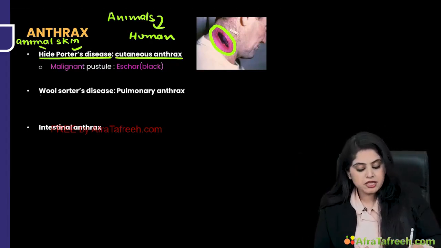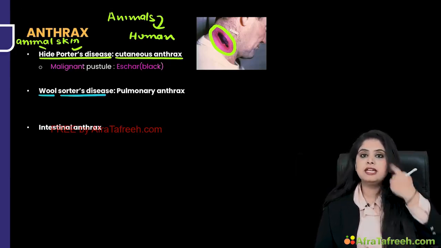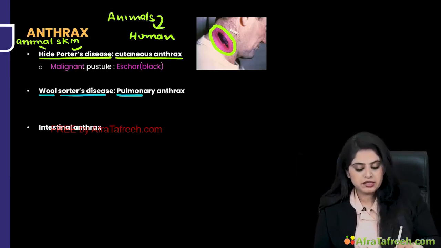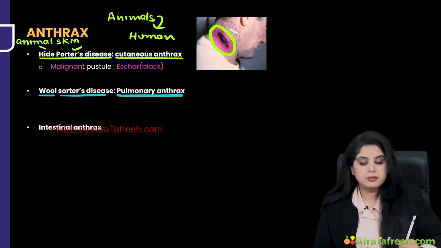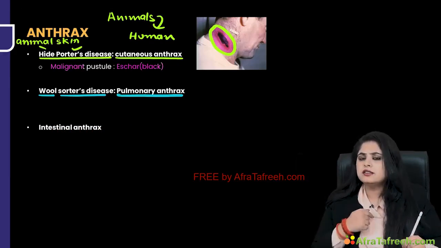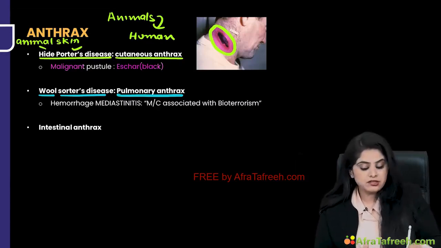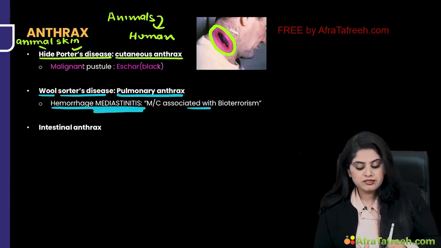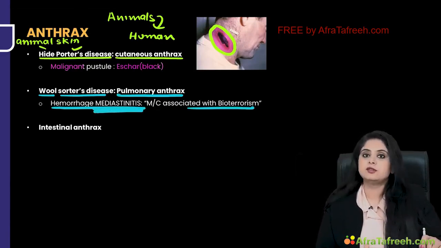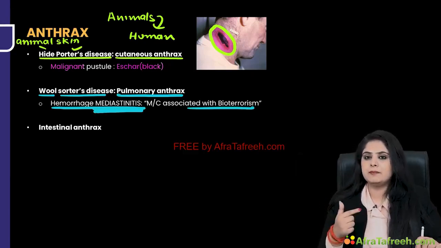However, someone working in the wool industry will be inhaling the wool fibers. Then what is the kind of anthrax that will occur? Pulmonary anthrax. What does it cause in the lungs? Actually, rather than pneumonia, it causes hemorrhagic mediastinitis. This is very commonly seen, and obviously this is the form that is associated with bioterrorism, because bioterrorism means it will spread very, very quickly, and inhalation is the best way to spread something very quickly, as we have seen with COVID also.